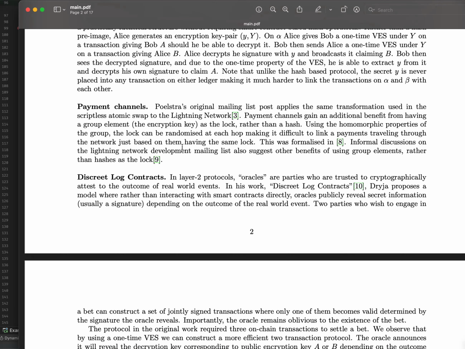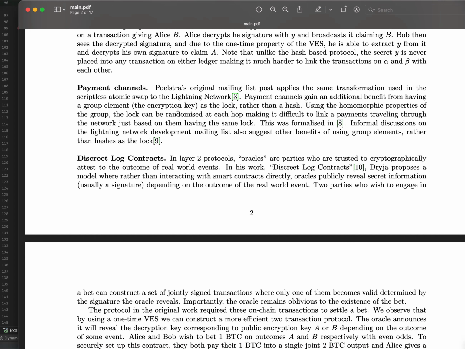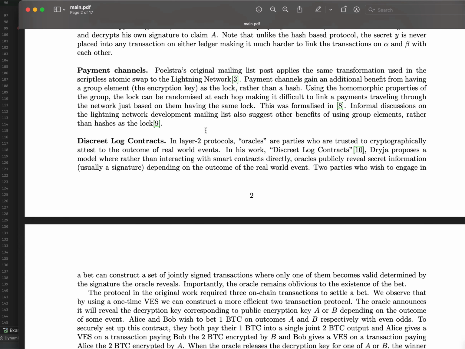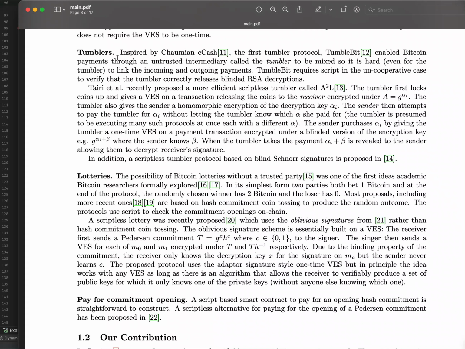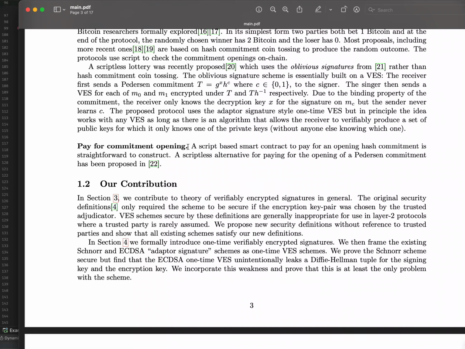The paper also goes into explaining what it can be used for, i.e. payment channels, and I know the Lightning Network uses payment channels, and they would obviously use this using Schnorr signatures to achieve that goal. The paper also goes on describing that you can use it with tumblers, lotteries, and paying for a commitment opening. And this is pretty interesting. How would you pay for a Pedersen commitment?